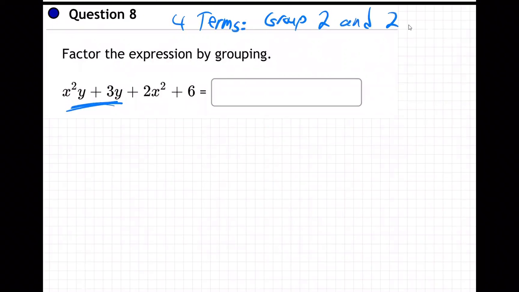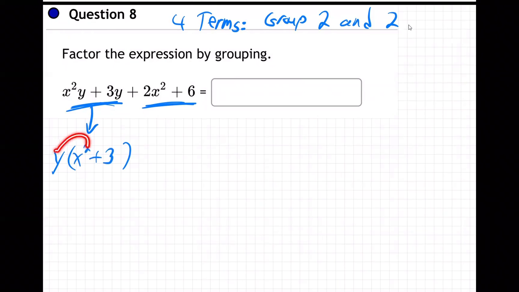So I'm going to group these 2 and these 2. That's what we call a group. We make 2 separate groups. Okay, now what do I mean I'm going to group these 2? Well, I'm going to take just these 2 and say, what do they have in common? They have a y in common, don't they? And that leaves behind x squared plus 3. So I factored just those 2 so far.